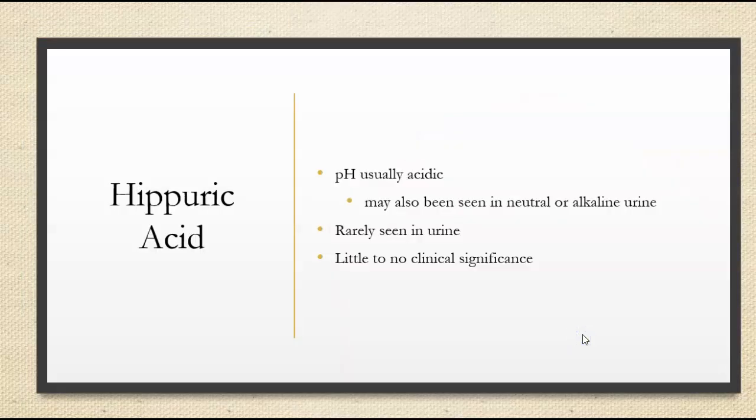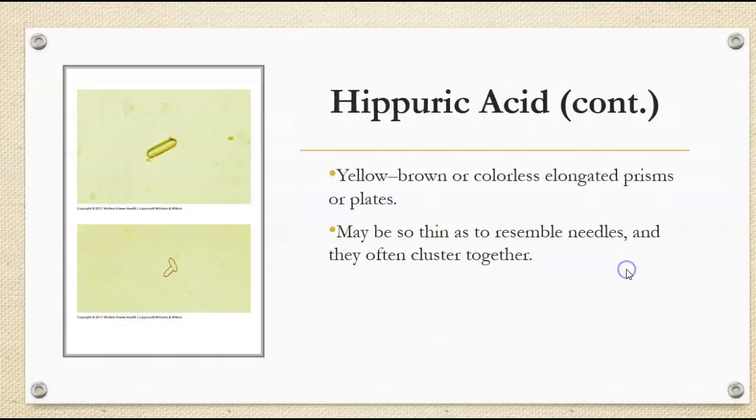Then we can see hippuric acid. pH is usually acidic, but again, just like calcium oxalate, we can see it in neutral or alkaline urine. It's rarely seen in urine, and it's little to no clinical significance.